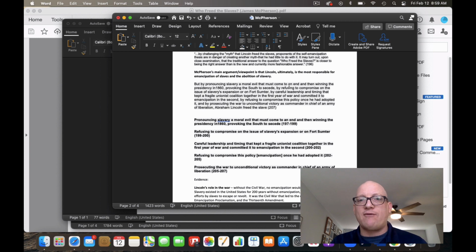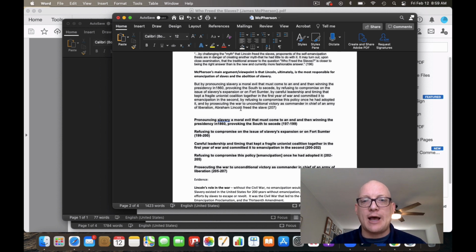By pronouncing slavery a moral evil. That's the first thing he says, right? Pronouncing slavery a moral evil, he covers on 197 to 199. The next one, by refusing to compromise on the issue of slavery's expansion or Fort Sumter. Where does that happen? Pages 199 to 200.